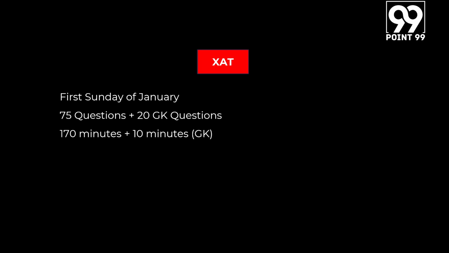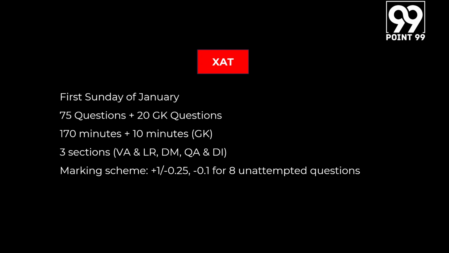Earlier, they also used to have an essay section, but since last year, they have discontinued it. In terms of the first part, there are 3 sections: VA and LR, so verbal ability and logical reasoning, form the first part. Decision making is a section unique to the XAT, that is the second part. And QA and DI, quantitative ability and data interpretation, is the third section that you generally get. The marking scheme in general is +1 and -0.25 because each question is going to have 5 options.